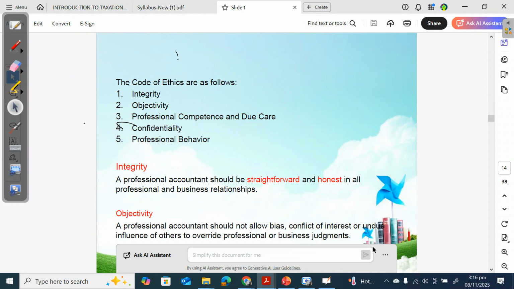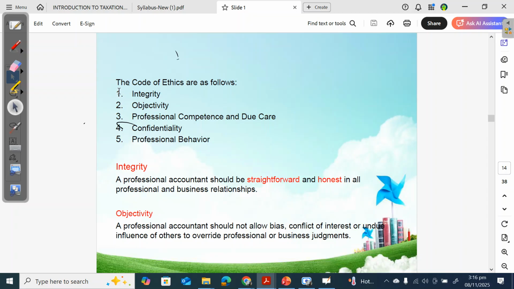So what are these codes of conduct? There are five: integrity, objectivity, professional competence and due care, confidentiality, and professional behavior.